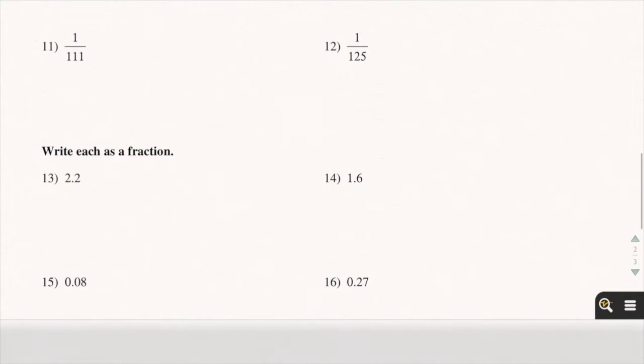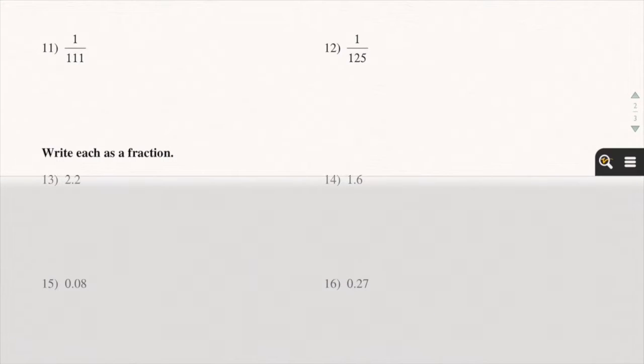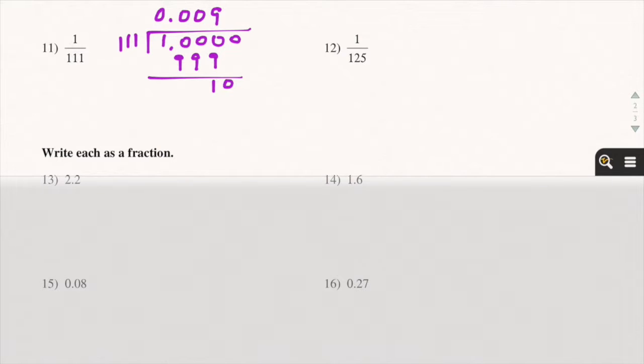Okay, number 11. So we have 1 over 111. So let's go ahead and write 111 on the outside. Put 1 on the inside, add a decimal, add a couple zeros. So 111 goes into 1 0 times, bring up a decimal. 111 goes into 10 0 times. 111 goes into 100 0 times. 111 goes into 1,000 9 times. So 9 times 111 is 999. Subtract that, we get 1.